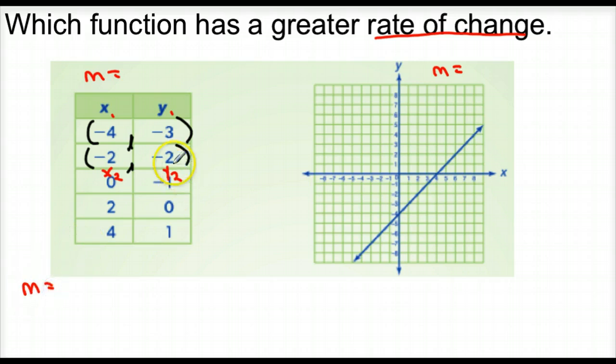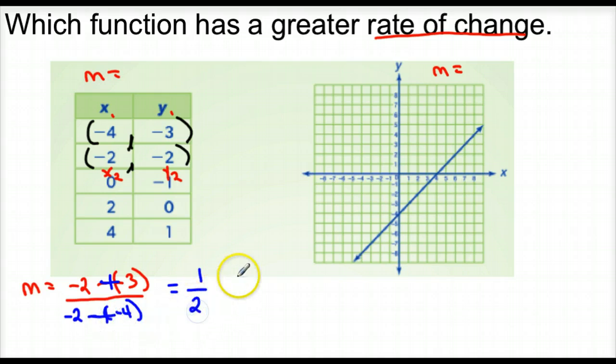So m equals y sub 2, -2, minus y sub 1, which is -3, over x sub 2, -2, minus -4. So y2 minus y1 over x2 minus x1. This becomes -2 plus 3 is 1, over -2 plus 4 is 2. So the rate of change here is 1/2.